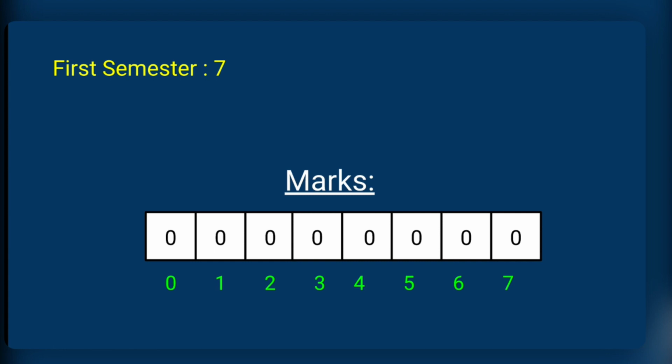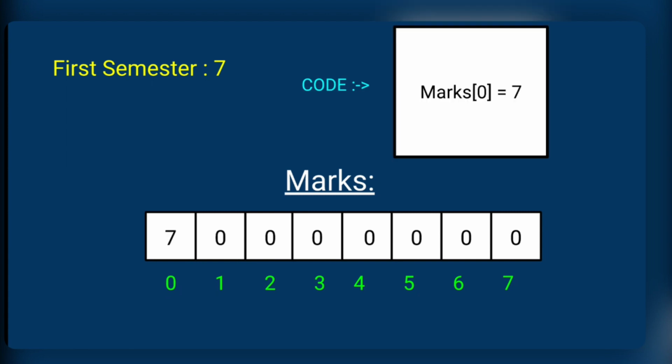In most languages and pseudocode, it looks something like this. Marks at 0 is equal to 7. Now why 0? As I told you earlier, the counting in arrays starts with a 0 instead of 1. So if we want to update the first box, we would have to give it an index of 0.